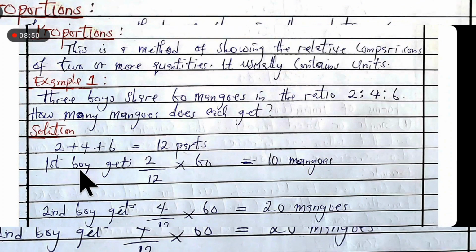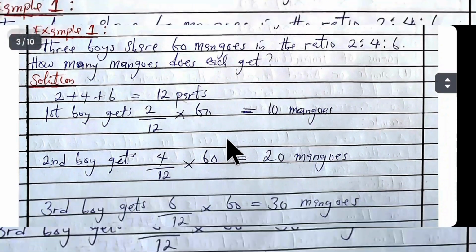So the first boy that has two, we get 2 over the total parts that we are sharing into, 12, times what we are sharing, which is 60 mangoes. You see, the ratio all over the total parts we are sharing, which is 12, multiplied by 60, the mangoes we are sharing. So we discover that 2 times 60 is 120, divided by 12, it will give you 10. So the first boy will get 10 mangoes.